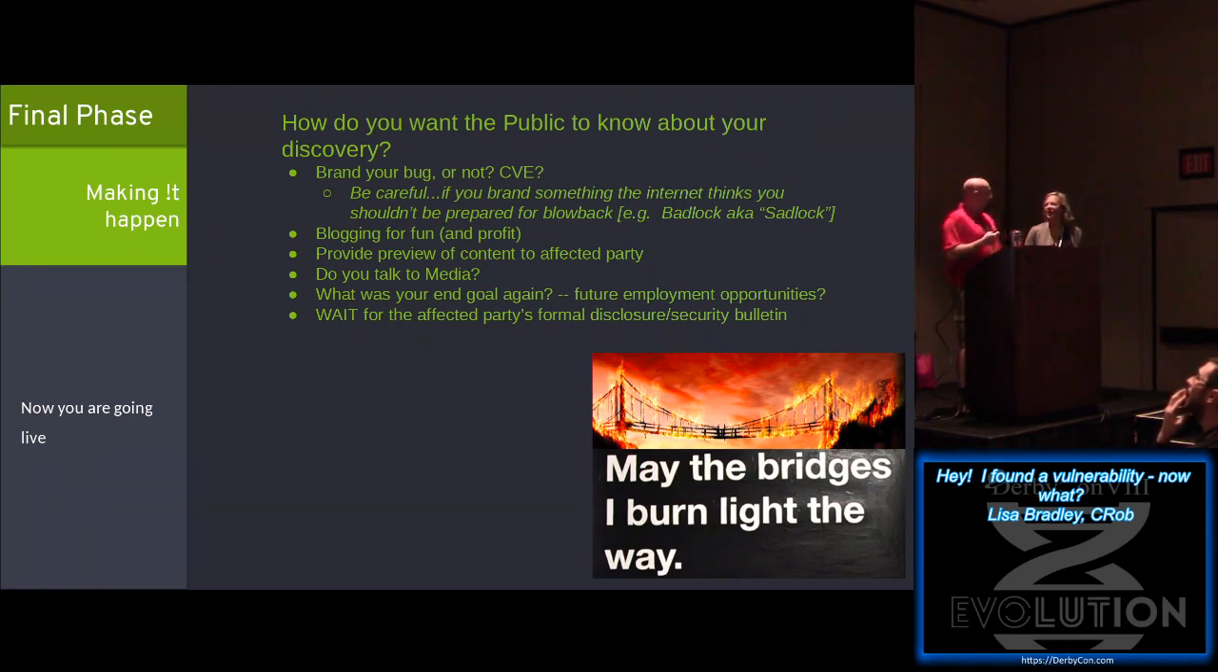Then your final phase. Do you decide to put a brand name on your vulnerability? People say no, please, no. And we have an example with Badlock, Sadlock.